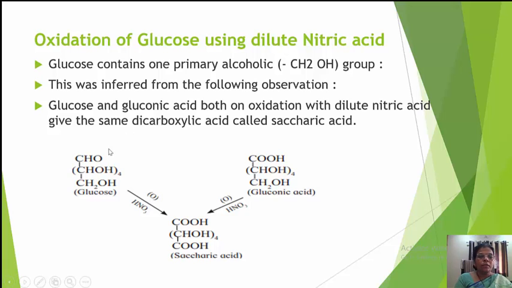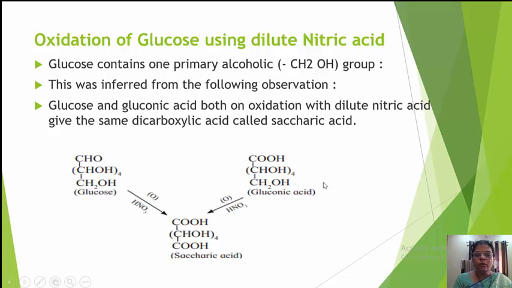Now look here, this is CHO, CHOH 4 times, CH2OH. This is glucose. When it undergoes oxidation with dilute nitric acid, it is converted into saccharic acid. That is, oxidation of both the CHO group and the primary alcohol group, that is the CH2OH group, is carried out into COOH group. That is, we'll get here COOH, CHOH 4 times, COOH. That is, both the CHO group and the primary alcohol group undergo oxidation to give carboxylic acid, and formation of saccharic acid takes place.